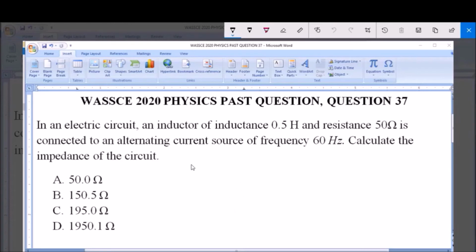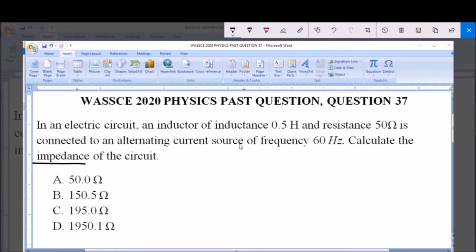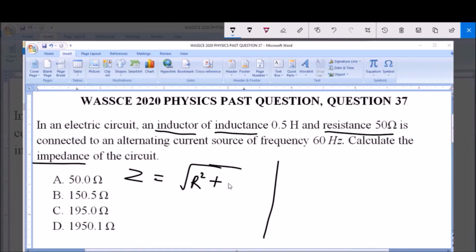So, we are asked to find the impedance of this circuit. And like we know, impedance is the total opposition to the flow of current offered by the inductor, the resistor, and the capacitor. But in this circuit, the capacitor is not involved. So we have to find the impedance involving the inductor and the resistor. So the inductor has an inductance of 0.5 henry and the resistance is 50 ohms. Now, the formula to find the impedance Z is equal to the square root of R squared, that's the resistance squared, plus the square of the inductive reactance XL.